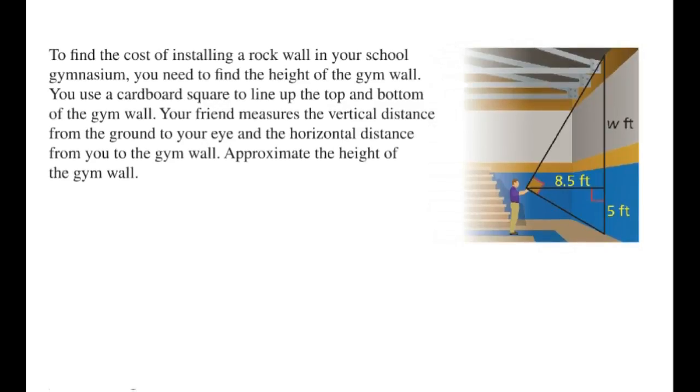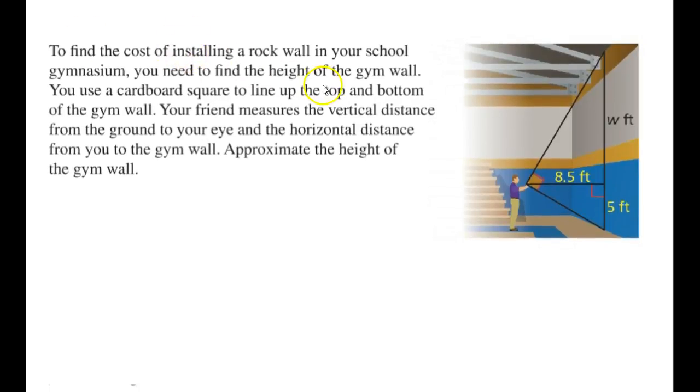So now let's look at a real-world example. To find the cost of installing a rock wall in your gym, you need to find the height of the gym wall. You use a cardboard square, right? Here's my square, and I know that a square is 90 degrees, to line up the top and bottom of the gym wall. Then my friend measures the vertical distance from the ground to your eye. So my vertical distance is right here, which is 5 feet from my eye to the floor, and the horizontal distance is how far away from the wall I am. So now I need to approximate the height of the gym wall.